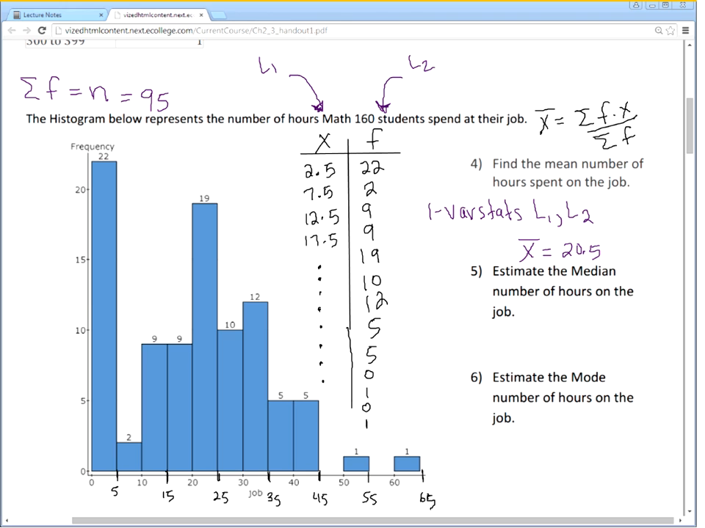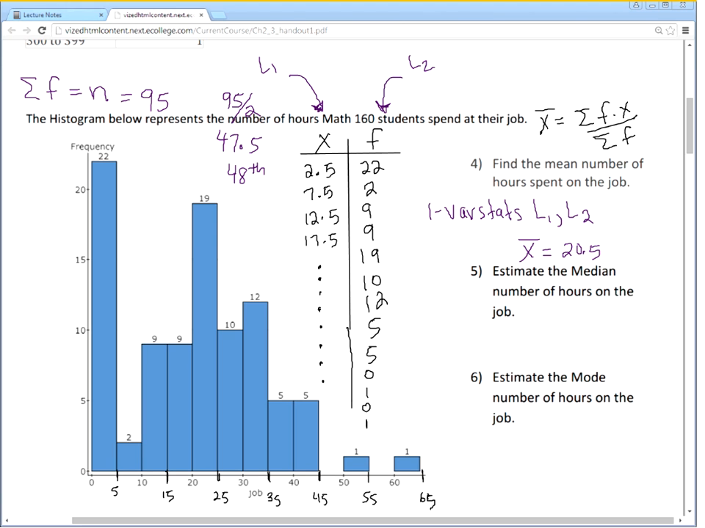And so it's an odd number. So when I take 95 divided by 2, that's where I'm going to find my median. That's where I'm going to find the median. So is that the first, the second? Which class is that? So let's see, 95 divided by 2, well, that's about 47.5, right? So that means we take the 48th value.